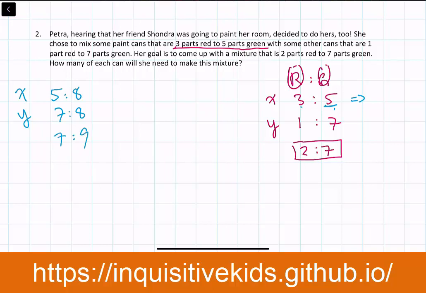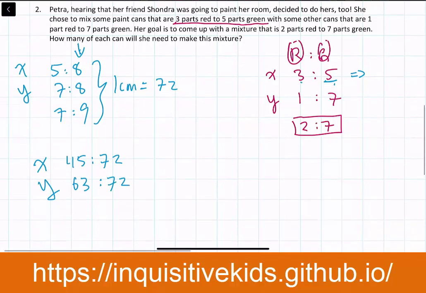Now we have to change the total number of portions or units to be equal. In order to do that, we turn them into their least common multiple, which would be 72. Let's go ahead and do that. For x, we multiply both sides by 9, so we get 45 to 72. For y, we get 63 to 72. And for our result, we multiply by 8, giving 56 to 72.